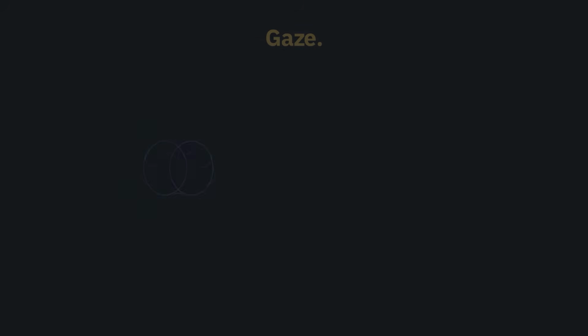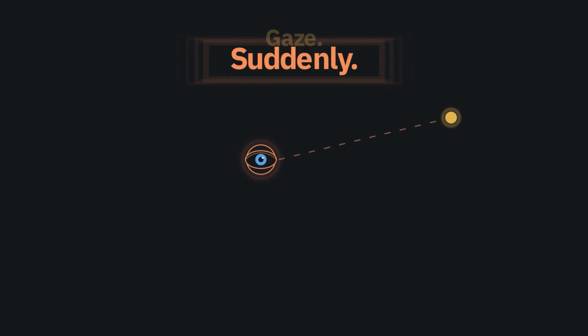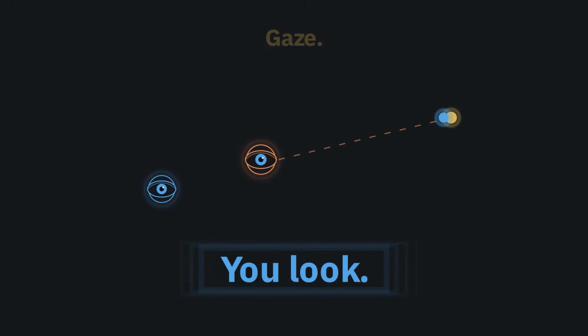The brain is wired to follow where other people look. It's a survival instinct that goes back a very long time. If someone near you suddenly looks in a direction, you look there too.